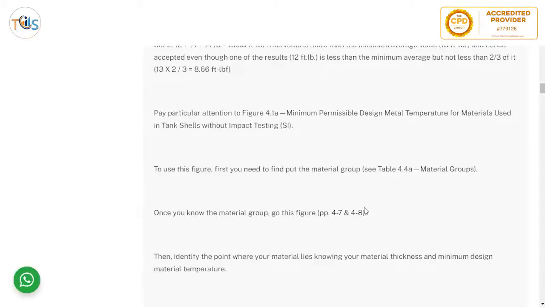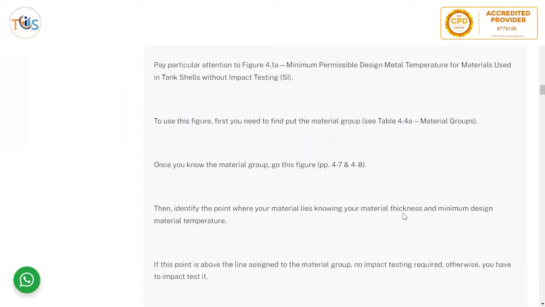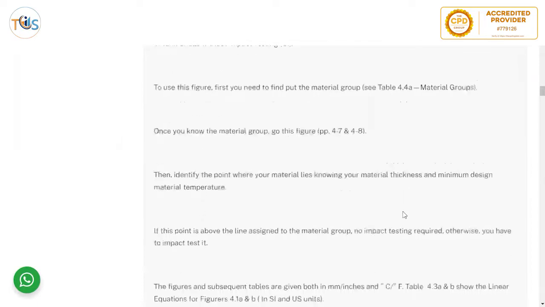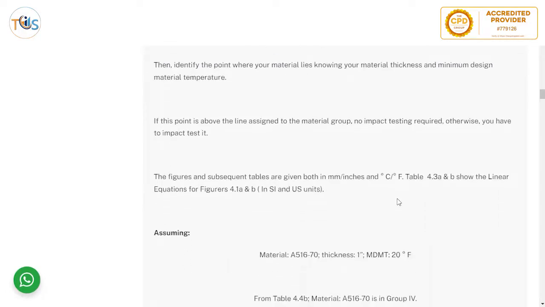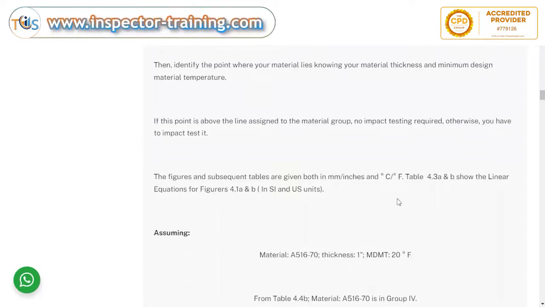Pay particular attention to figure 4.1a, minimum permissible design metal temperature for materials used in tank shell without impact testing. To use this figure, first you need to find out the material group, table 4.4a, material groups. Once you know the material group, go to the figure on pages 4.7 and 4.8, then identify the point where your material lies, knowing your material thickness and minimum design material temperature. If this point is above the line assigned to the material group, no impact testing is required, otherwise you have to impact test it.